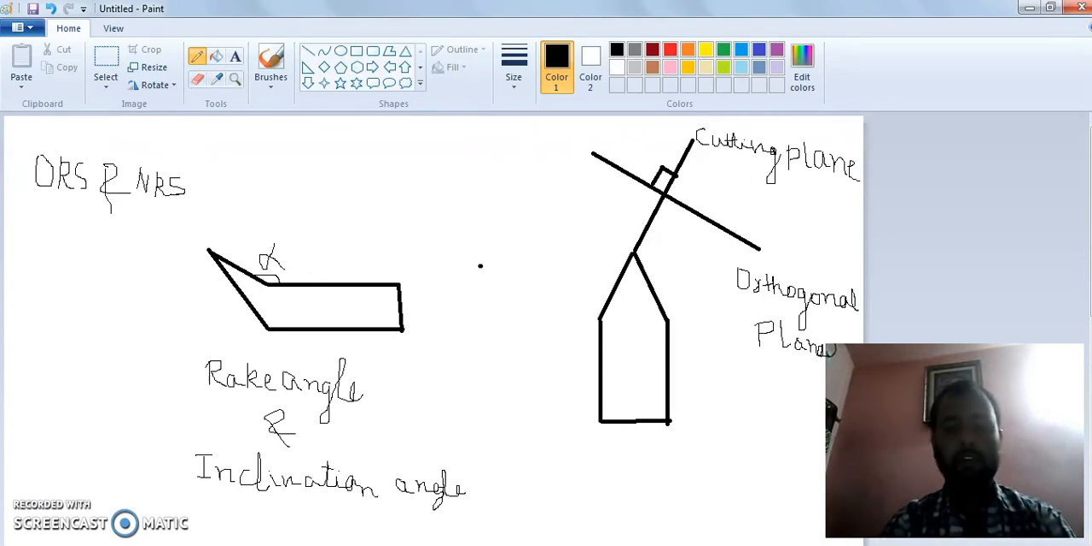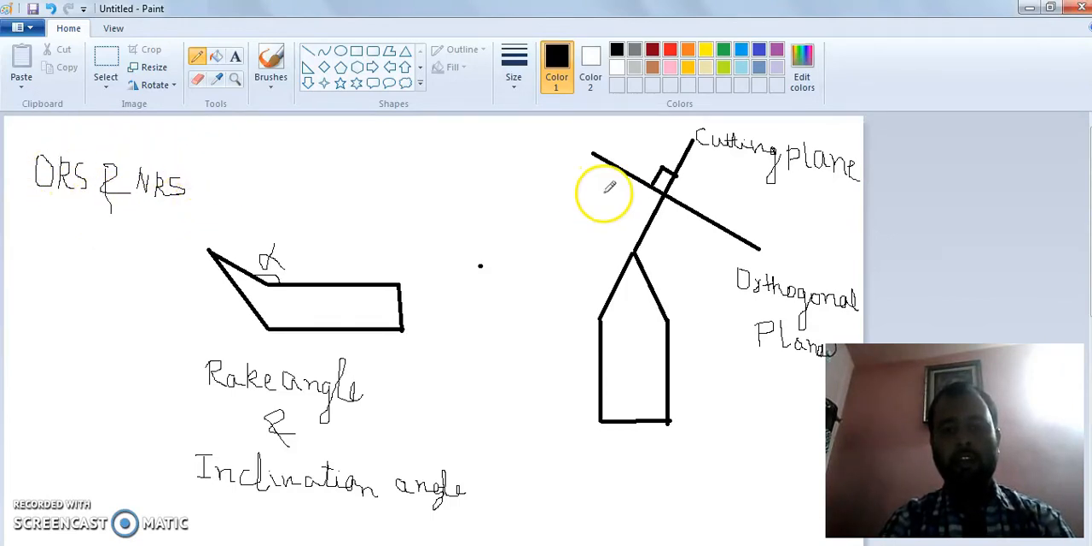The first topic which I want to discuss is the difference between the ORS system and the NRS system. ORS is basically the orthogonal rake system, and NRS is the normal rake system. So what's the basic difference between ORS and NRS?